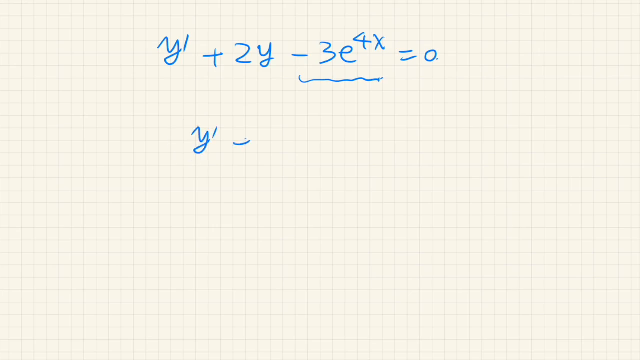Okay, let's see a concrete example. Let's try to solve this differential equation: y prime plus 2y minus 3e to the power of 4x equal to 0. This is an inhomogeneous differential equation because of this term. The first thing we do is solve the homogeneous counterpart, that is y prime plus 2y equal to 0. If you get used to it, just by looking at this equation, you can immediately find the solution as this. Here c is a constant.